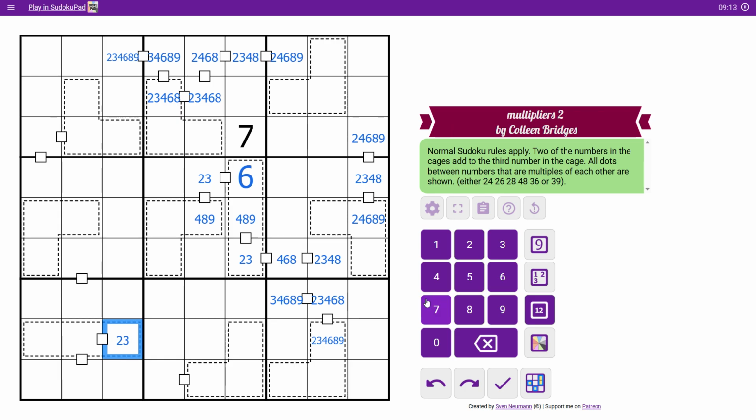So 2 can go with, I'll just put them in like this, 4, 8, and 4, 8, and 6. And 3 can go with 6, 9, 3, 6, 9, 2. That would work. 3, 6, 9, 2. 3, 9, 3 you can't have, so you can't have the 9 there. So that's the only options you can have there.